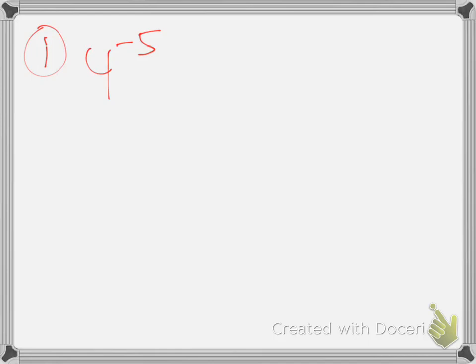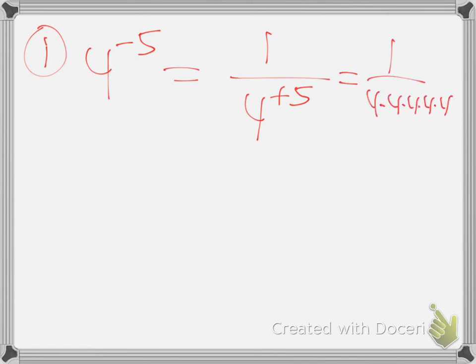No. Negatives in the power zone are completely different than negatives in the front, huh? Totally different, as we've seen from the pattern. So it's just going to flip it to the bottom, and then the power becomes positive, regular, in other words. And then you just use your calculator. 4 to the 5th is just 4 times 4 times 4 times 4 times 4. 1 over 1,024.